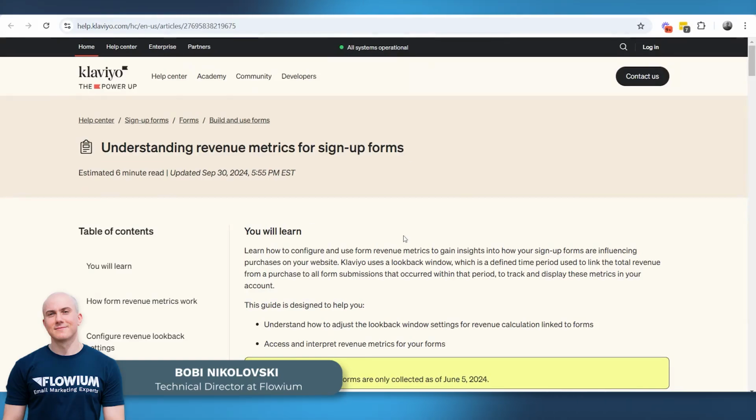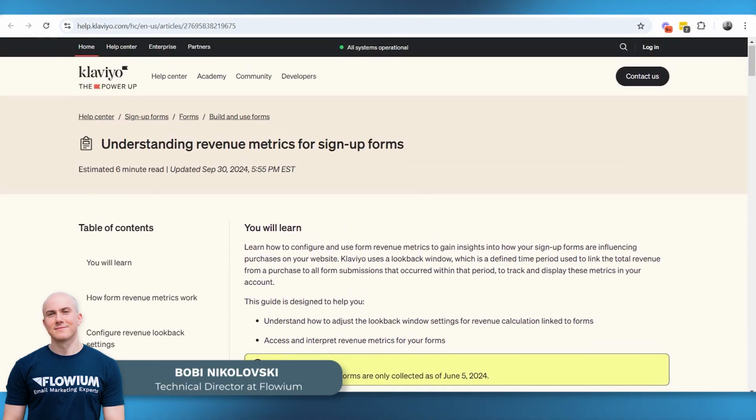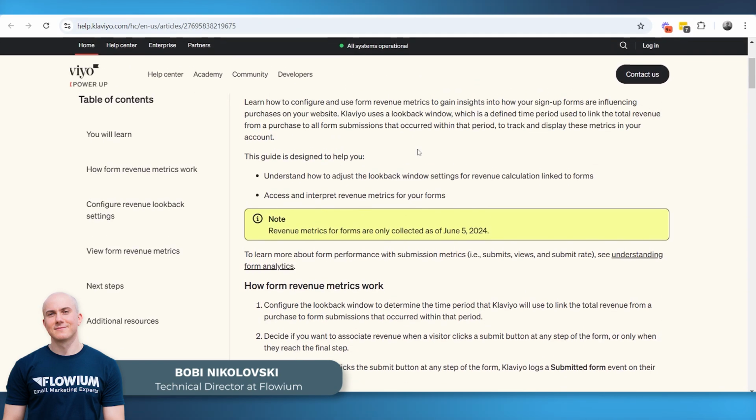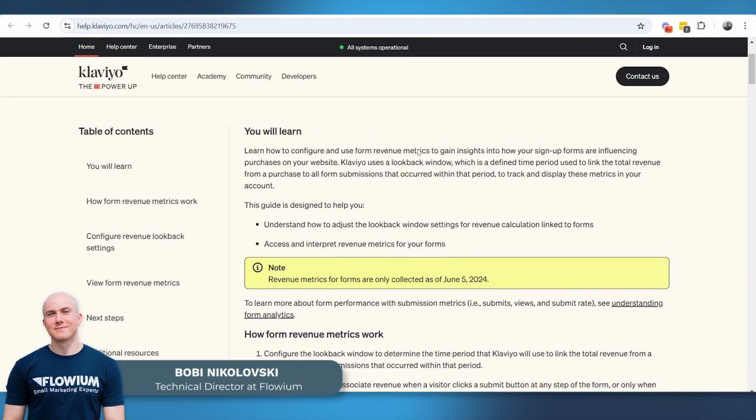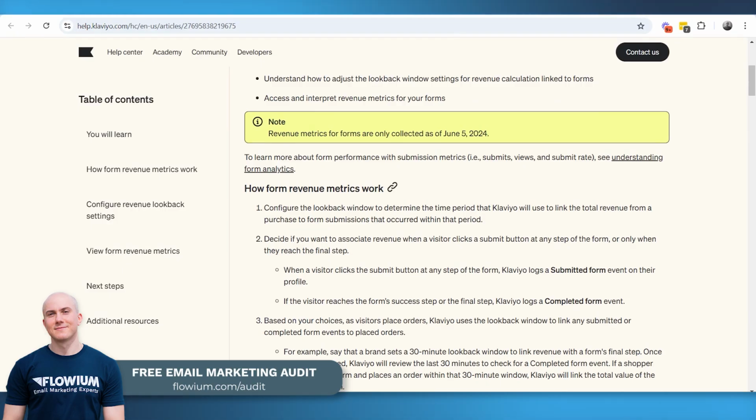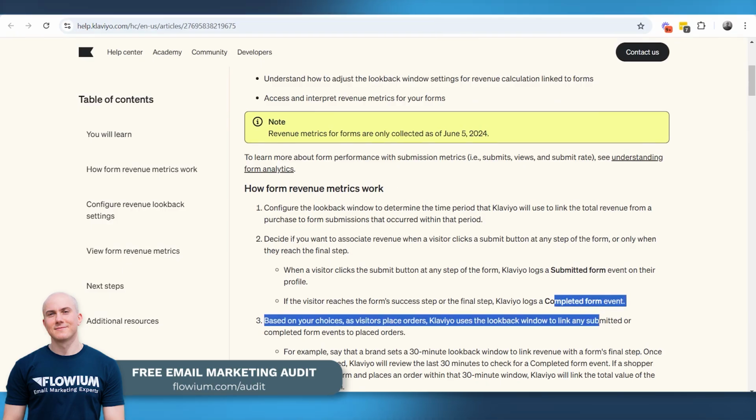So this video is about the new metrics that we will have from the sign-up forms, and the revenue that is now counted for the sign-up forms, and how those things work. So what are the two metrics that we have? We have two different metrics: submitted form and completed form.